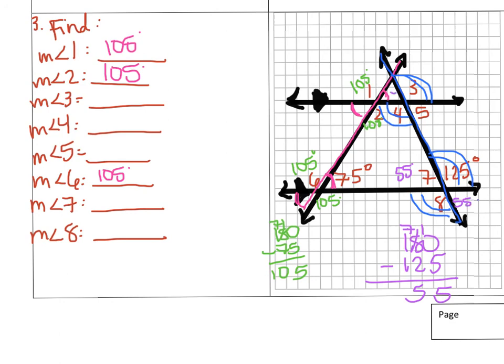Same thing on the top here. I have nothing here, but that's 55. And this angle, angle 5, is 55. Now that I have my answers, let's fill them in. Angle 3 is blue, and blue is 125. Angle 4 is blue, and that's 125. Angle 5 is the 55. Angle 7 is the 55. And angle 8 is 125. Notice how I always use different colors. It helps me. The answers pop out a lot faster and a lot easier.